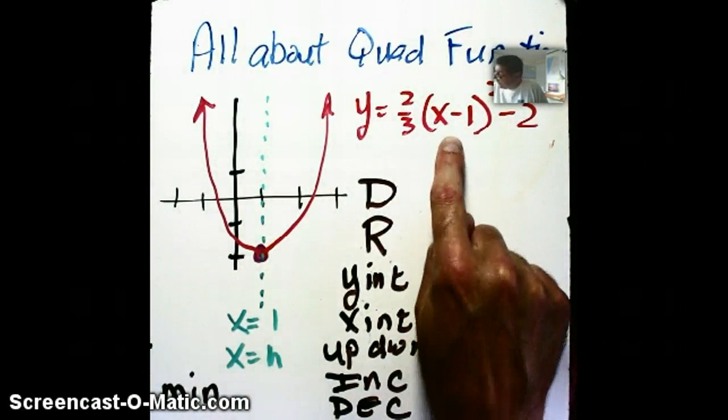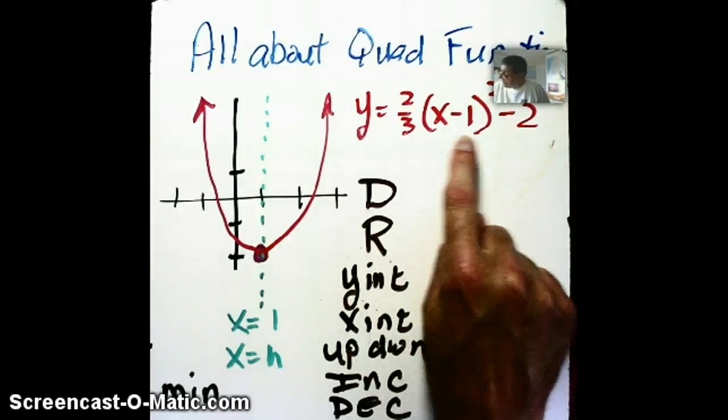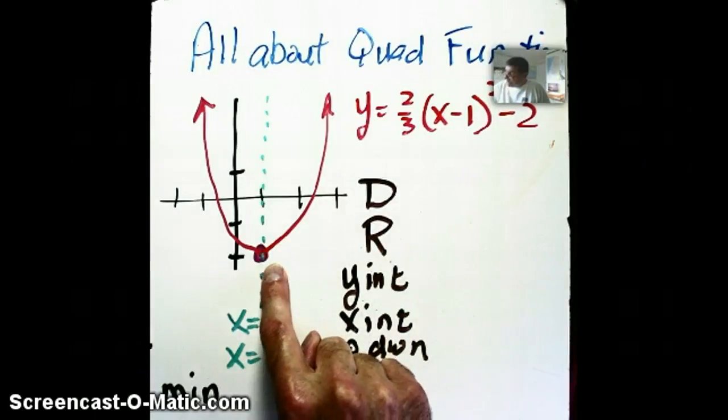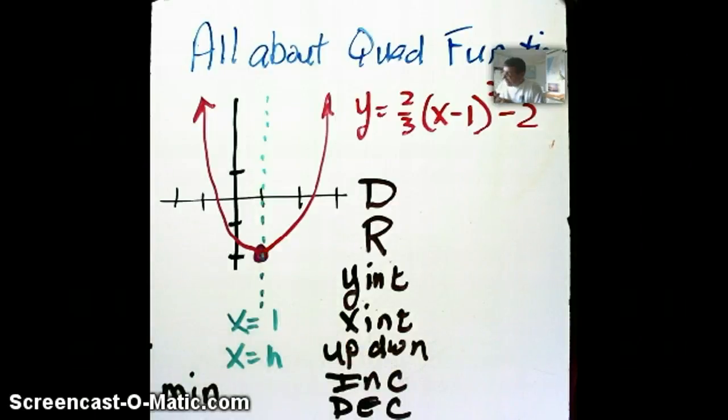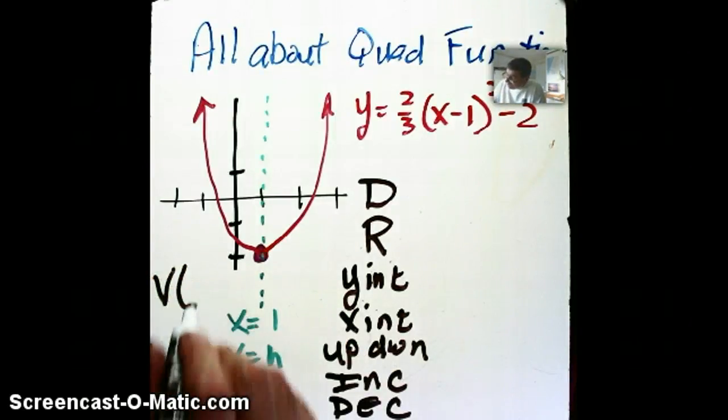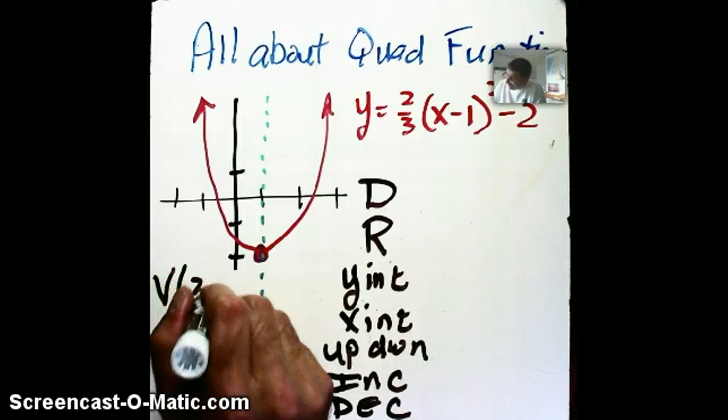Well, first of all, I graph this. As you know, it's to the right 1 and down 2. So this purple point right here is called the vertex. So the vertex, V, is equal to 2, negative 1.